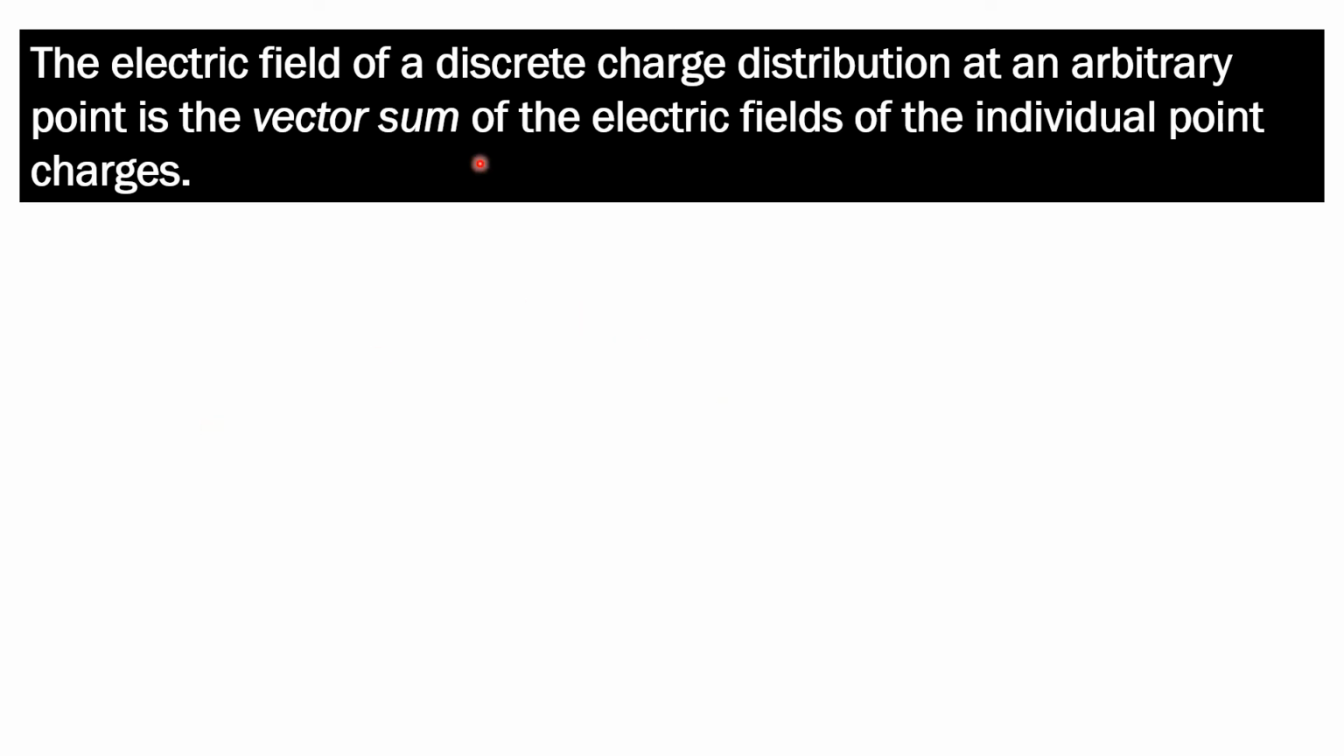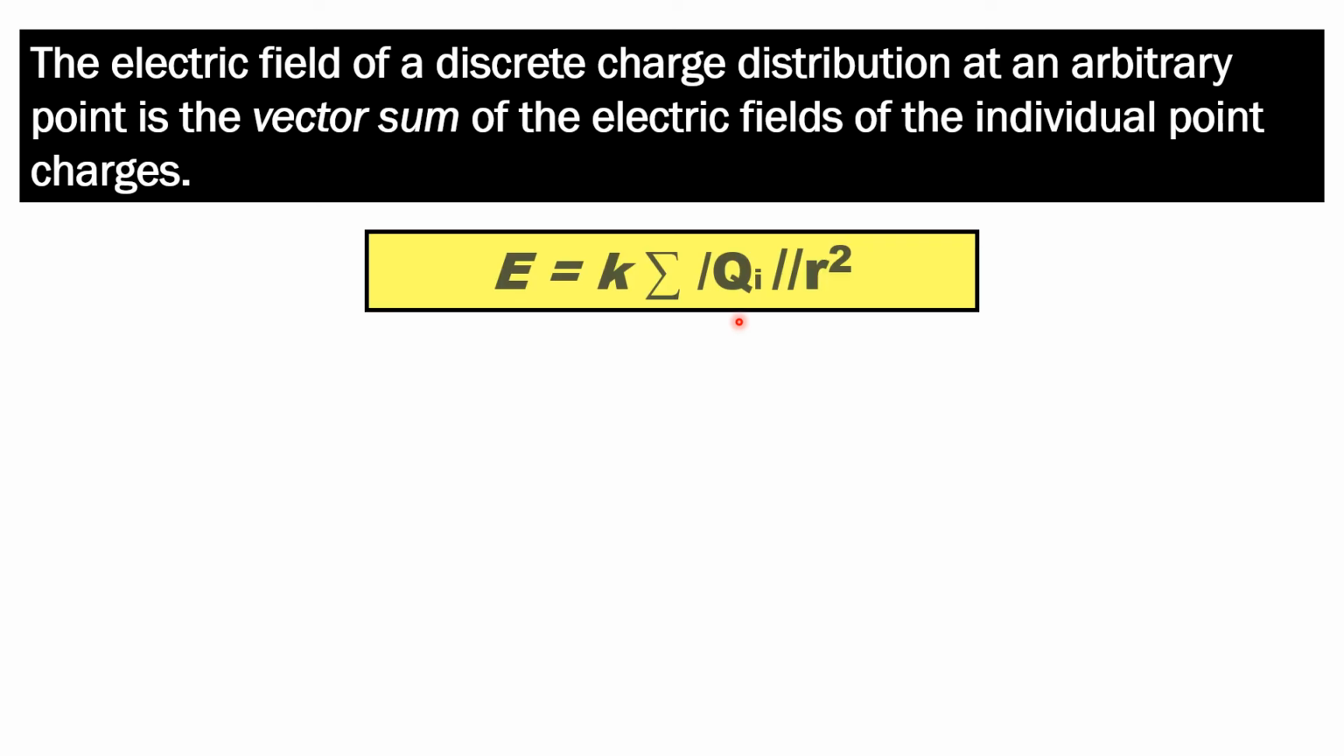All right, so the electric field of a discrete charge distribution at an arbitrary point is just the vector sum of the electric fields of the individual point charges. Okay, what do you mean by that? Supposing there are two or more center charges, and we want to determine the net electric field at a given point, a distance r from each center charge.